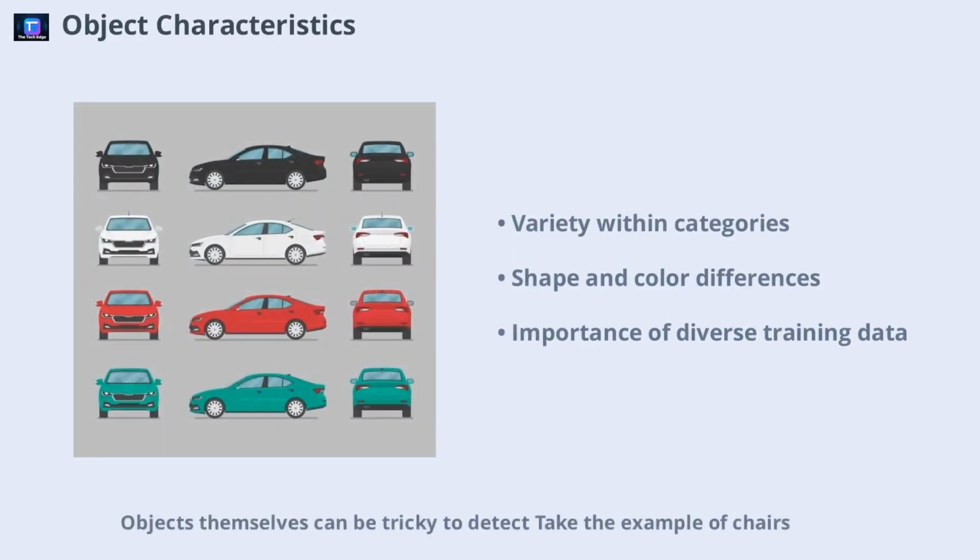Objects themselves can be tricky to detect. Take the example of chairs. They come in all shapes, sizes, and colors. Even within the same category, objects can look vastly different. This variability makes it challenging for models to generalize and accurately identify every instance. Training data must cover as many variations as possible to help the model learn these differences. Understanding object characteristics is key to improving detection performance.